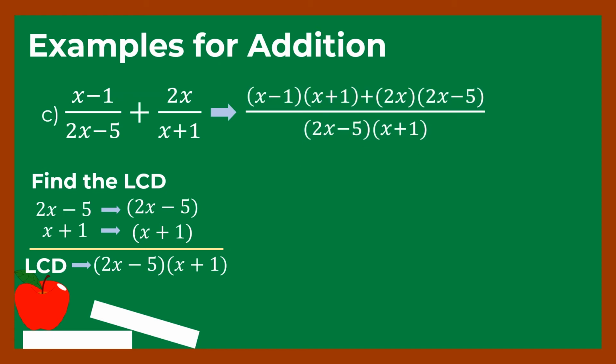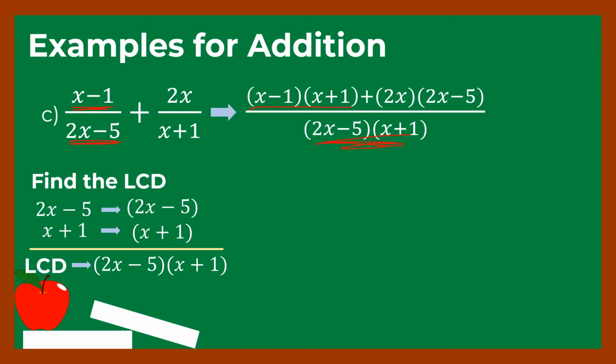And so, yung expression natin ay magiging x minus 1 times the quantity of x plus 1 plus 2x times the quantity of 2x minus 5 all over 2x minus 5 times the quantity of x plus 1. So, bakit naging ganito? Ang gagawin lang is, itong LCD, which is 2x minus 5 times the quantity of x plus 1, divided by the denominator, which is 2x minus 5. So, yung matitira si x plus 1. And then, we will multiply it to the numerator x minus 1. Kaya, naging x minus 1 times the quantity of x plus 1.